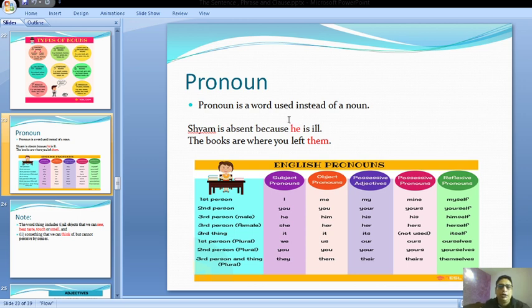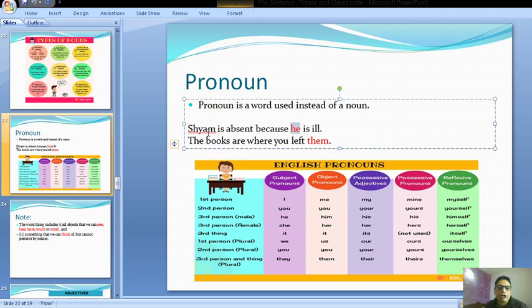So pronoun is a word used instead of a noun. Shyam is absent because he is ill. The books are where you left them. So he is a replacement of the word Shyam. So Shyam is replaced by he. So whatever replaces a noun is a pronoun. We will come to the types of pronoun later on. Very quickly we will cover.